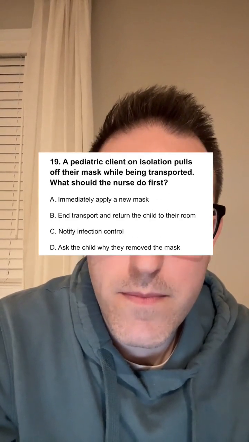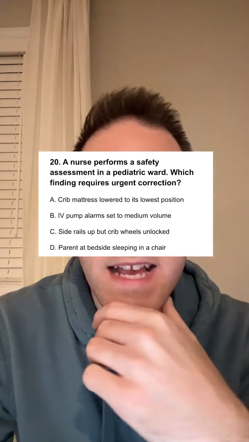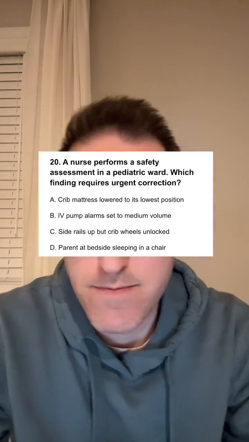Okay, 20. All right, a nurse performs a safety assessment in a pediatric ward. Which finding requires urgent action?